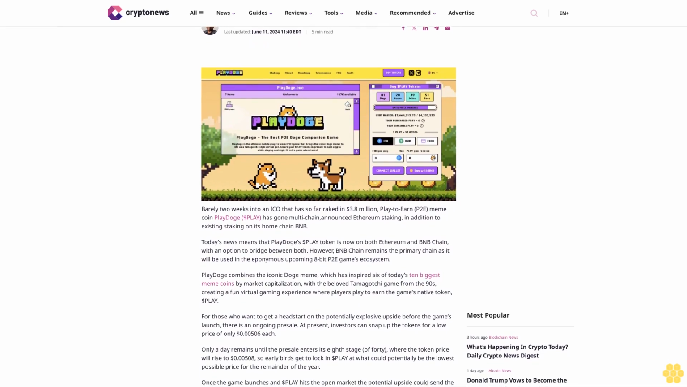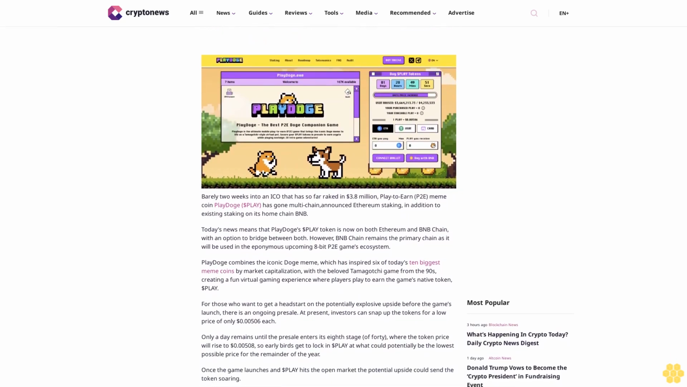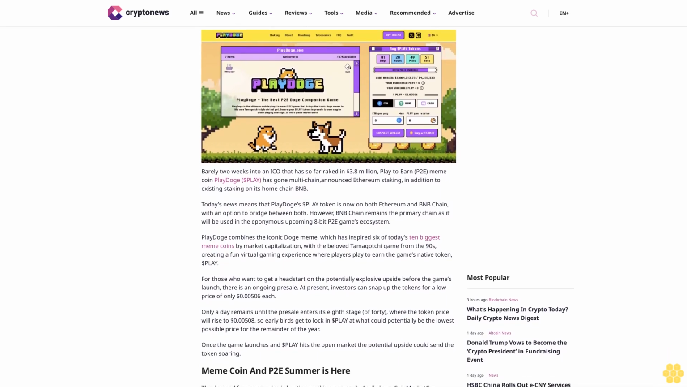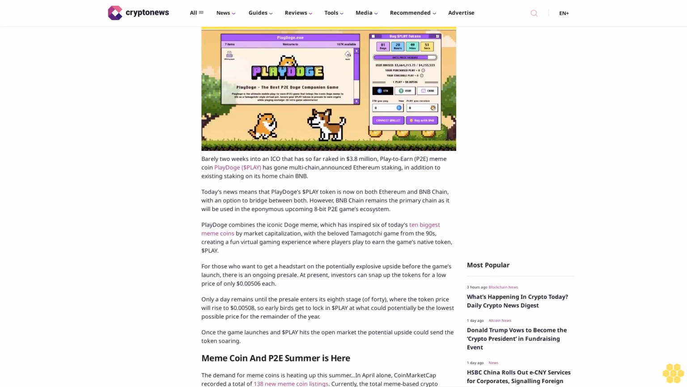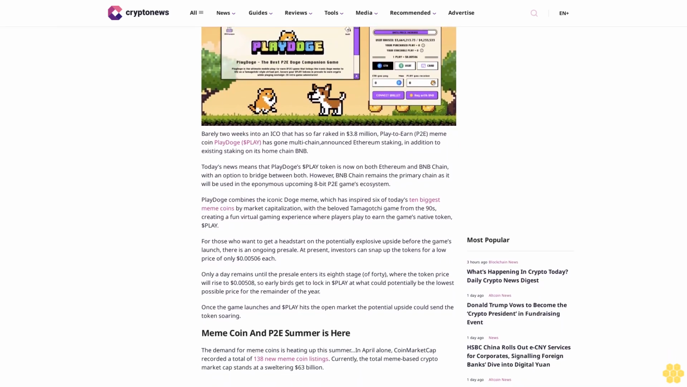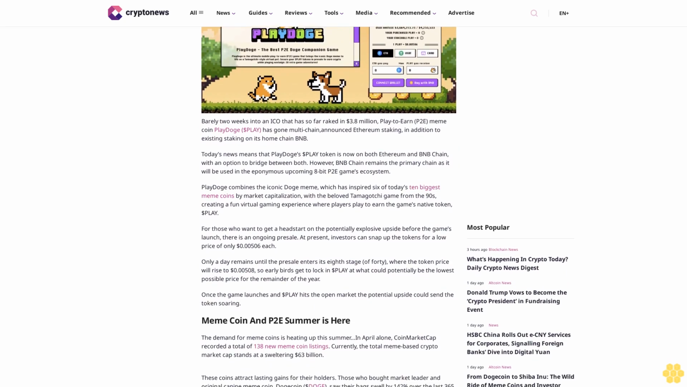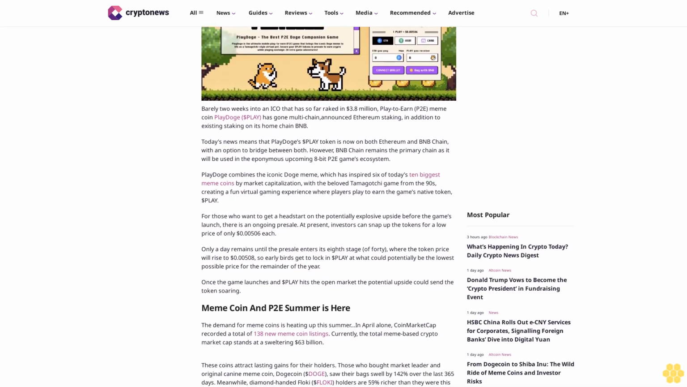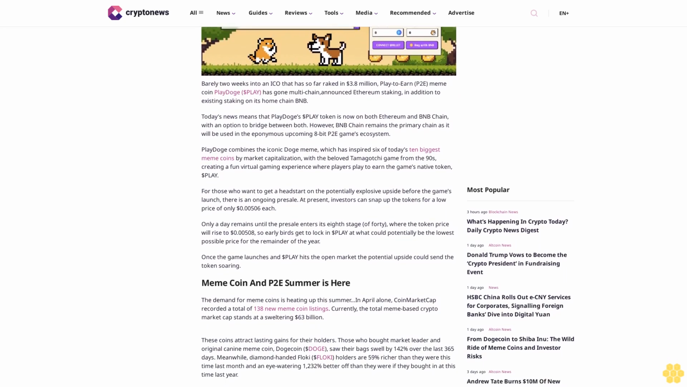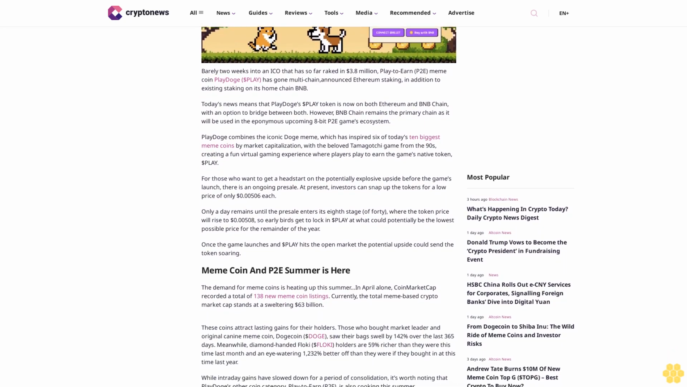Barely 2 weeks into an ICO that has so far raked in $3.8 million, play-to-earn meme coin PlayDoge ($PLAY) has gone multi-chain, announcing Ethereum staking in addition to existing staking on its home chain, BNB. Today's news means that PlayDoge's $PLAY token is now on both Ethereum and BNB Chain with an option to bridge between both. However, BNB Chain remains the primary chain as it will be used in the eponymous upcoming 8-bit P2E games ecosystem.